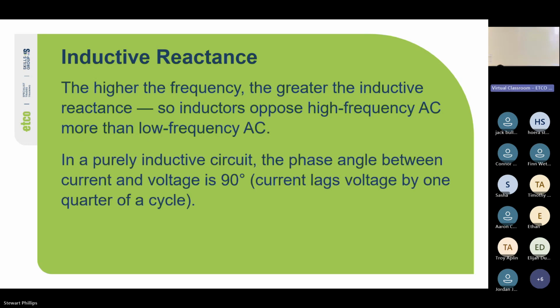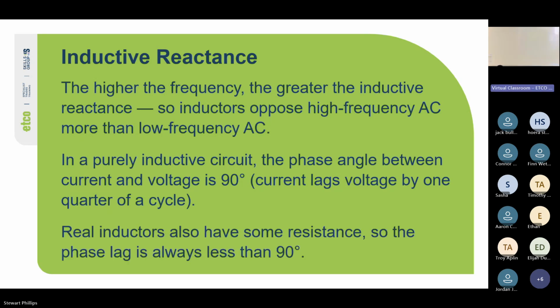In a purely inductive circuit, the phase angle between the current and voltage is 90 degrees. So current lags voltage by 1/4 of a cycle. By 1/4, that means when the voltage is at zero, current is at maximum. And when current is at zero, voltage is either at positive or negative maximum in the sine wave.